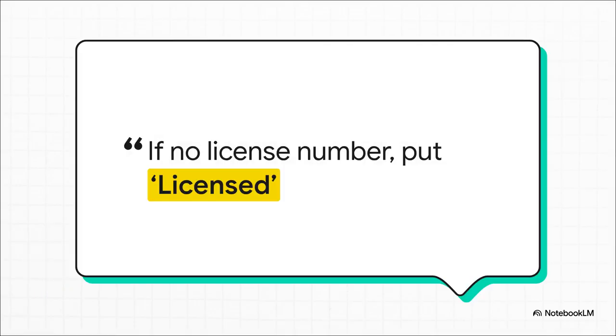And here's a fantastic little pro tip straight from the documentation for using that bulk upload tool. If a user doesn't have a specific license number you need to enter, don't leave the cell blank. That'll cause an error. Instead, you just type the word licensed. It's these little details that make the whole process so much smoother.